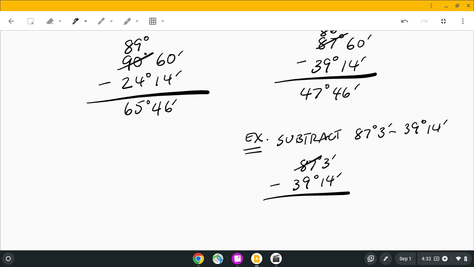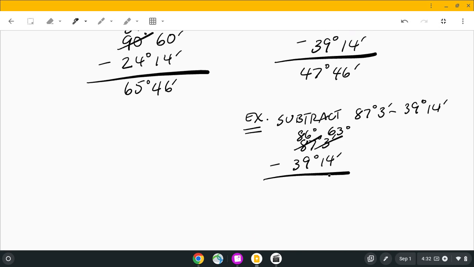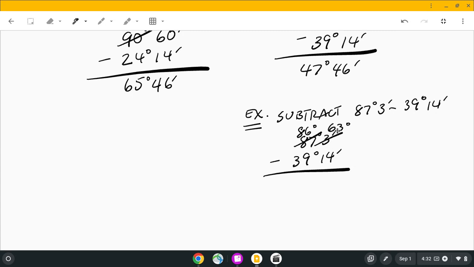So we're going to go ahead and borrow 1 degree from here. So that becomes 86. And if we borrow 1 degree from here, remember, 1 degree is 60 minutes. So now here, I don't have 60 minutes. I have a total of 60 plus 3. So I have 63 minutes. So I'm going to cross that out. I actually have 63 minutes now, and that is more than enough to subtract 14. And then you would subtract as usual. But that's what I wanted to point out.